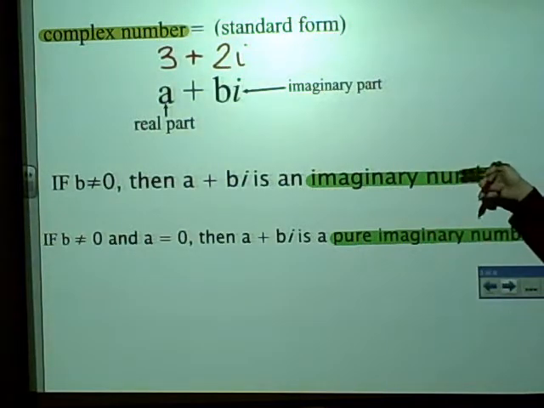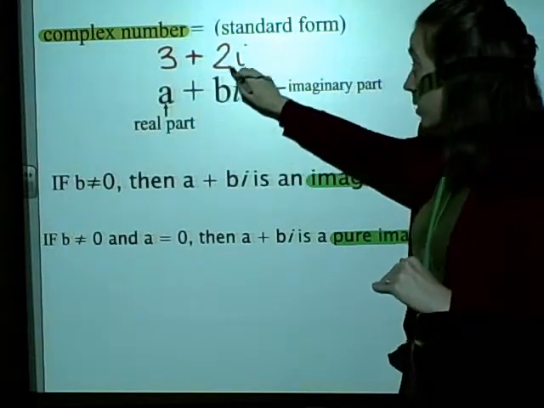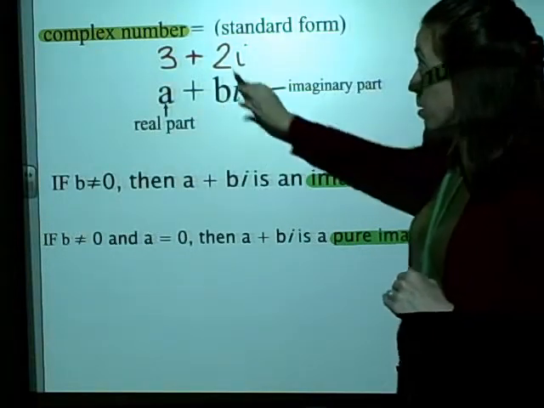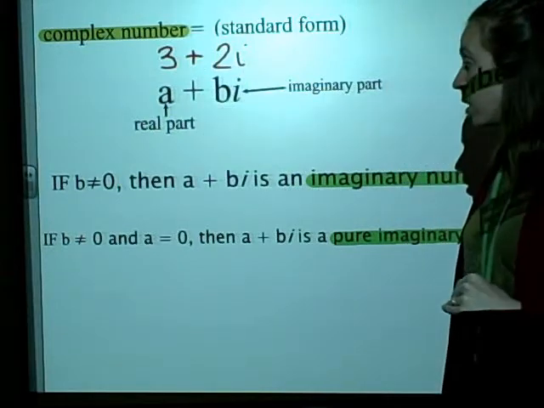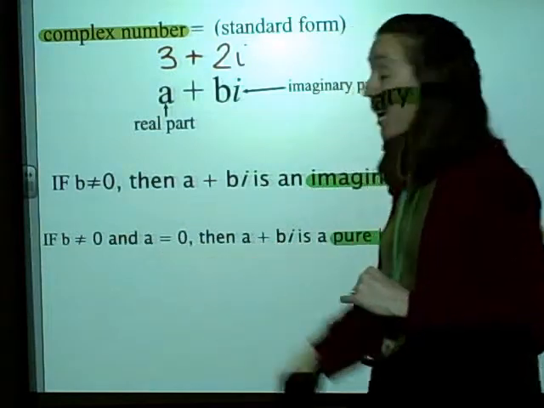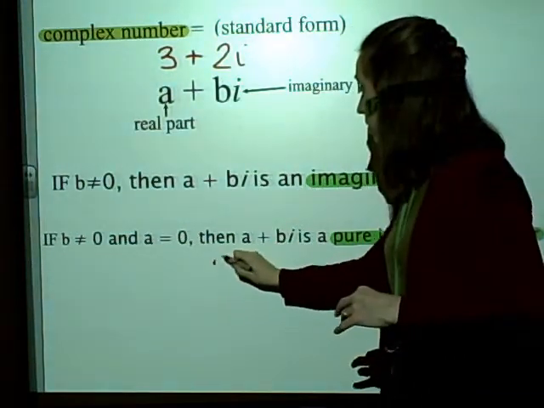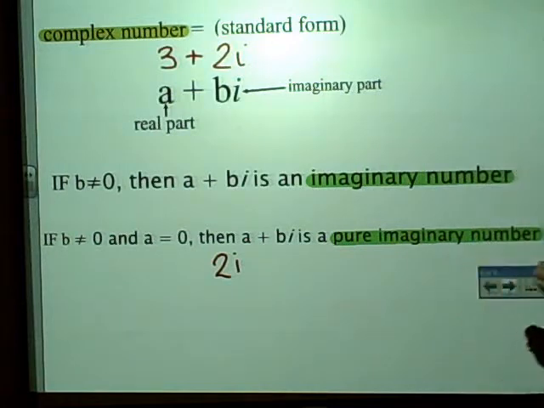Okay? If my b is not equal to 0, so like this example here, my b is not 0, then I'm going to call this an imaginary number. Okay, now let's say b is still not equal to 0, but a is 0. So let's say I just have 2i. I'm going to call that a pure imaginary number because there's no real part in there.